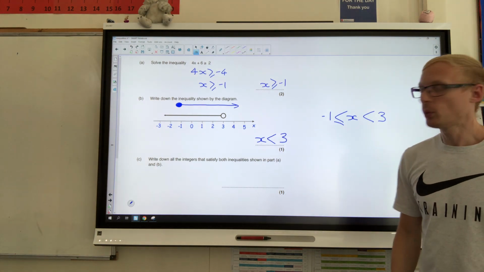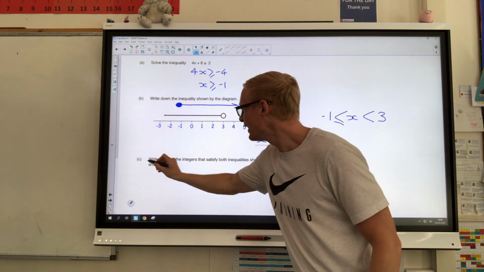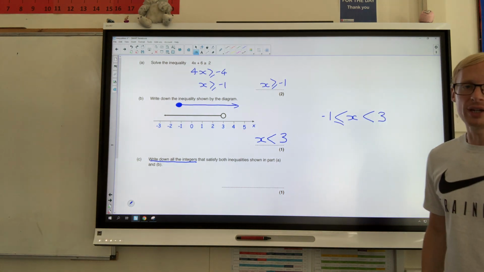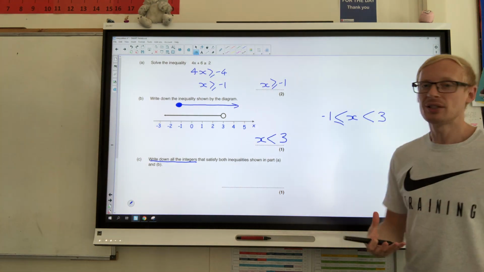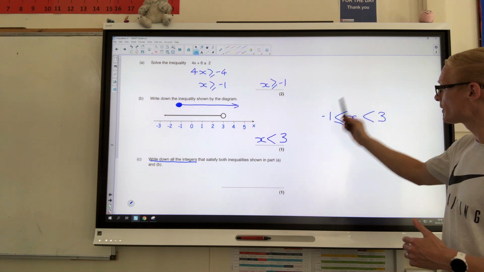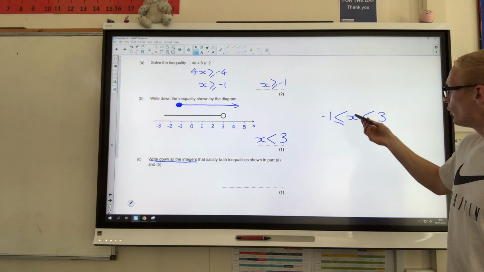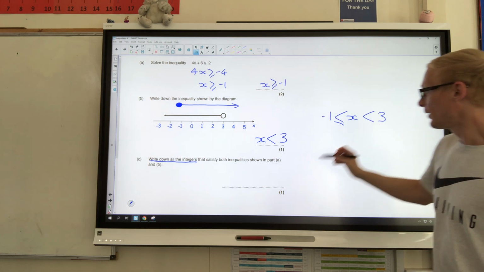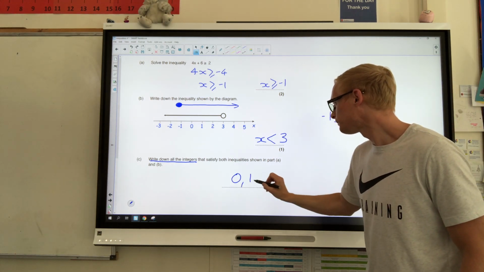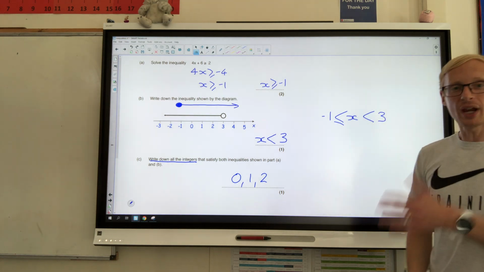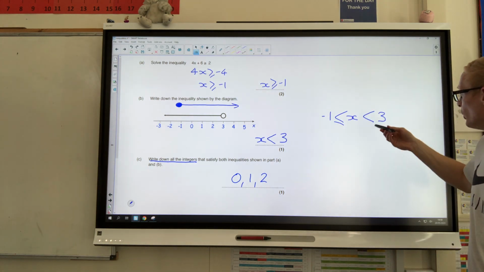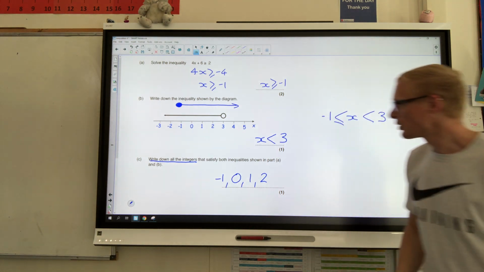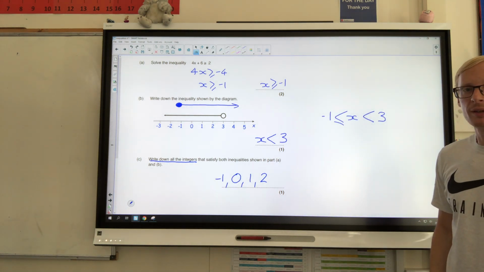But I haven't finished the question because the question is saying write down all the integers. So now we're thinking back to lesson 3, where we looked at how to identify integers from an inequality like this. And we're looking for the whole numbers that work for this inequality. So we're looking at the numbers in between. And then we're looking to check the ends of the inequality. So we're looking at not 3, but it can be -1. And so that would be your answer to part C.